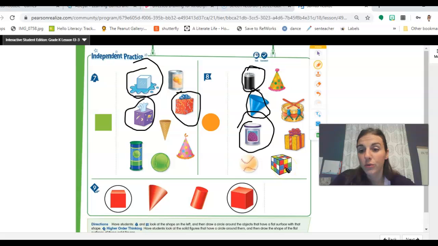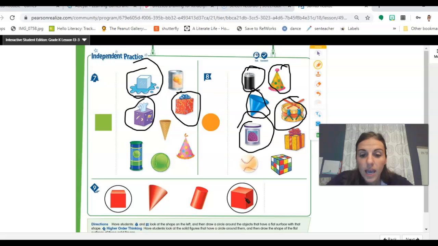How about this Rubik's Cube? The flat surfaces are square, not circle. How about this birthday present? The flat surfaces are square, you're right. How about this drum? There are two circles, the top and the bottom. Nice job. How about this party hat? The bottom is a circle. Nice job with this.